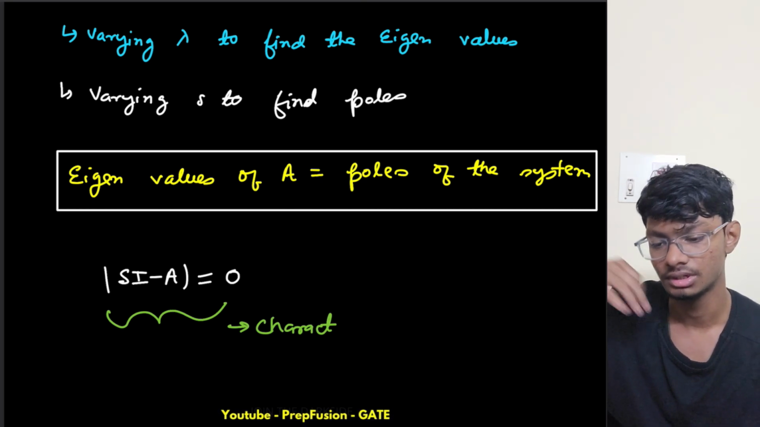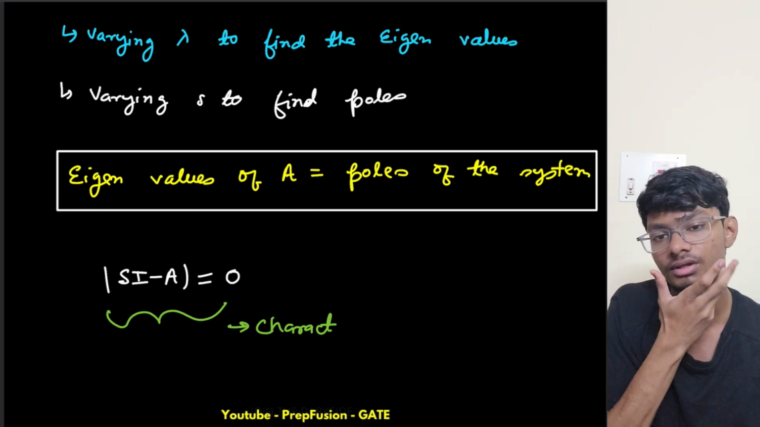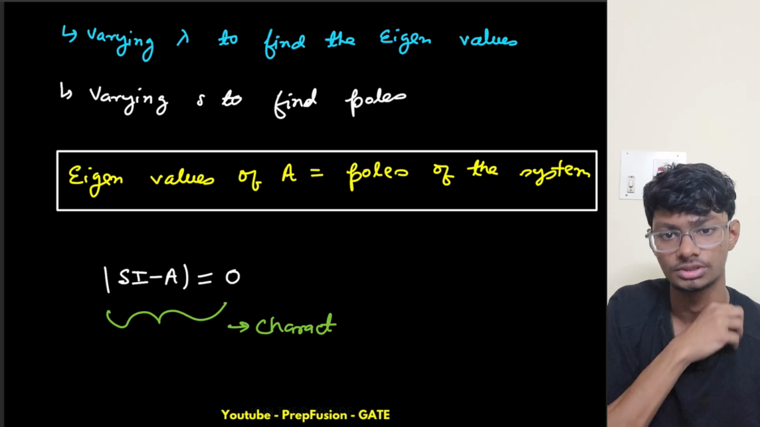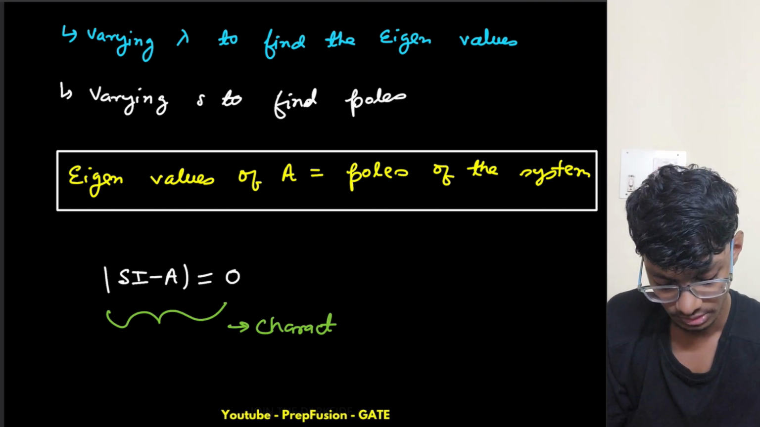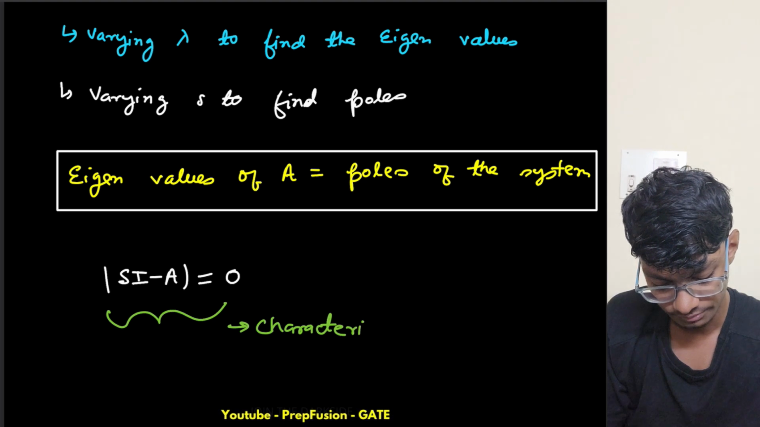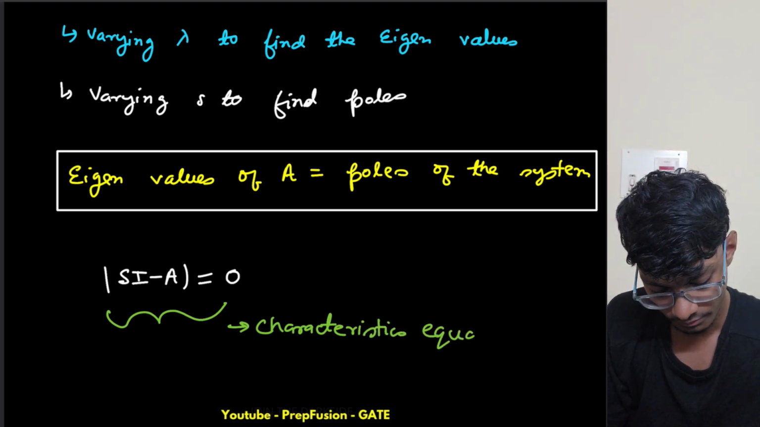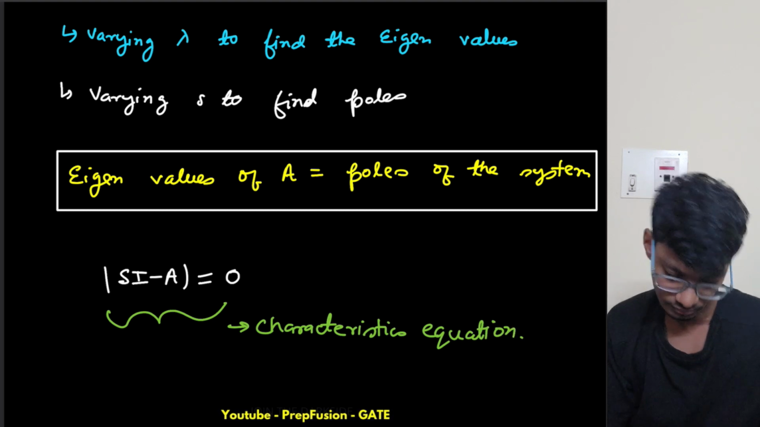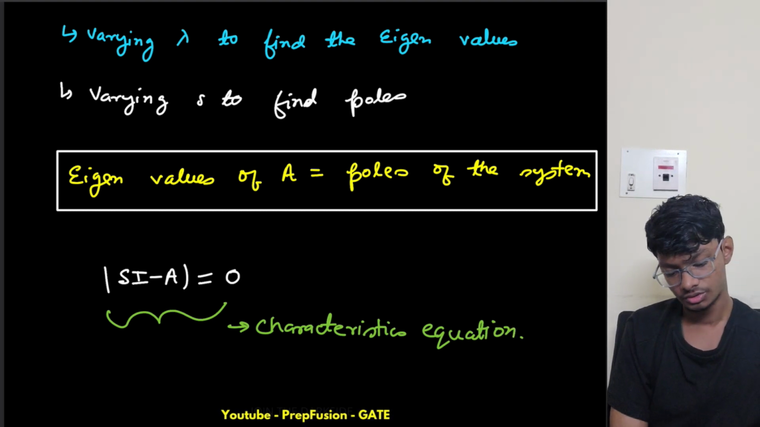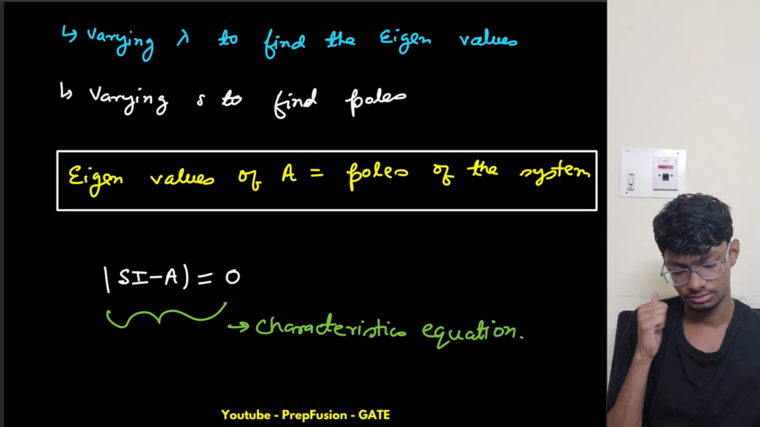The poles basically help us to know the characteristics of the system. This we will understand in the next few chapters. Characteristic equation. Okay, so yeah, this was basically it for this lecture.